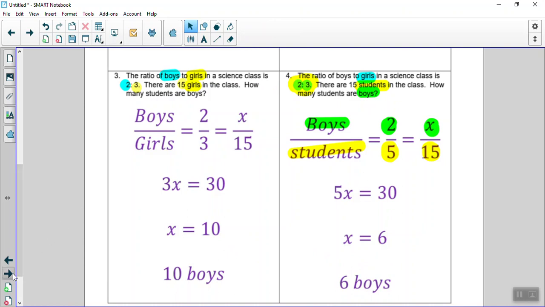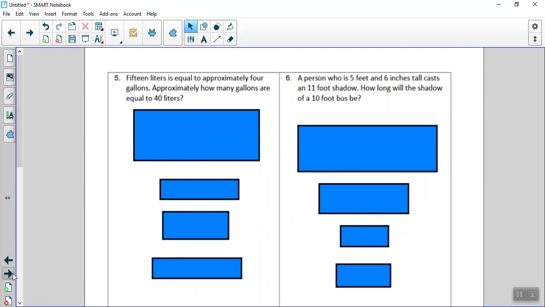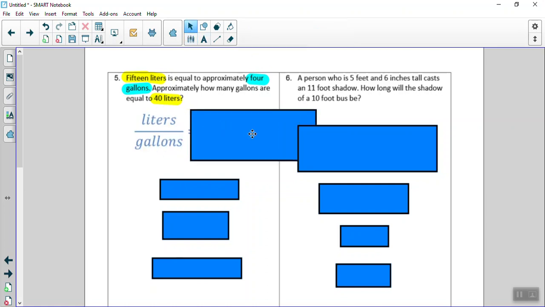Okay, all right. Next one, 15 liters is equal to approximately 4 gallons. Whenever I see units, those are going to be my two things that I'm comparing for my word ratio. So here I've got 4 gallons and 15 liters. Those are the two things I'm comparing. Approximately how many gallons are equal to 40 liters? So we got 2 sets of liters and 1 set of gallons there. So that's my word ratio, liters to gallons, right?